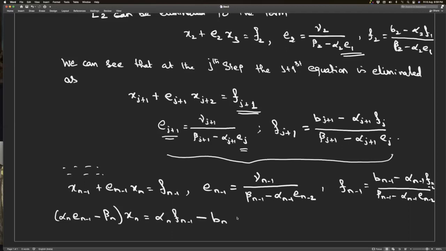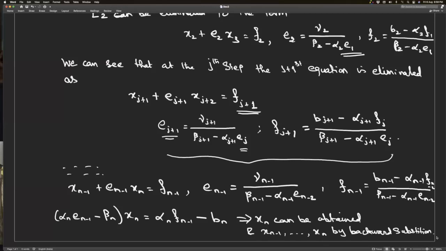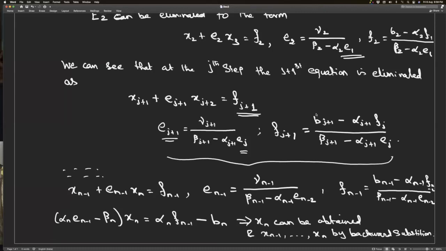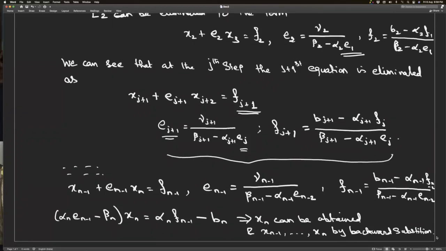So that will give us xn explicitly, and from here you can get x n minus 1, x n minus 2 till x1 by the backward substitution process. This is the Thomas algorithm or Thomas method. We can observe that it is nothing but the Gaussian elimination method, where the tridiagonal structure is used cleverly to improve the efficiency drastically.